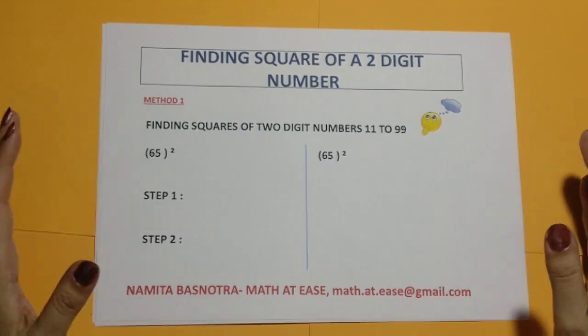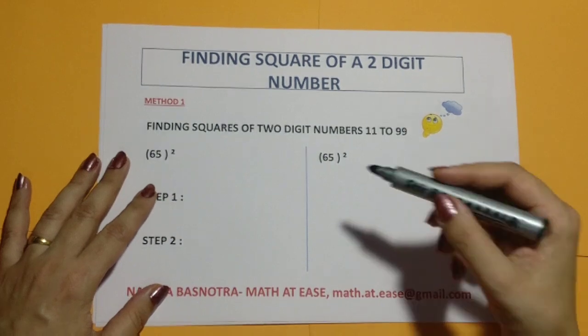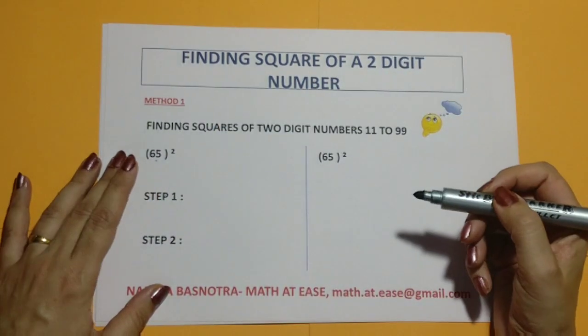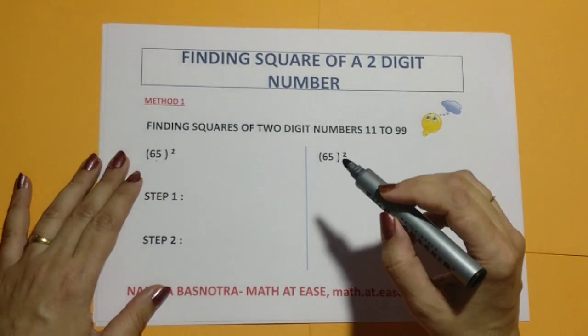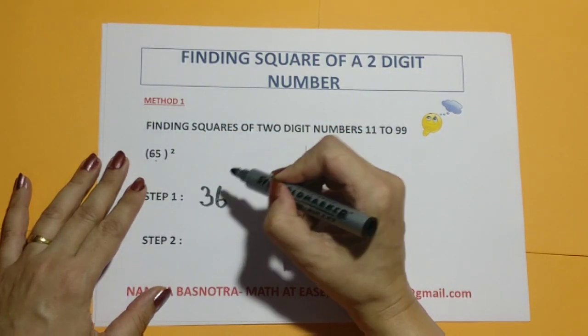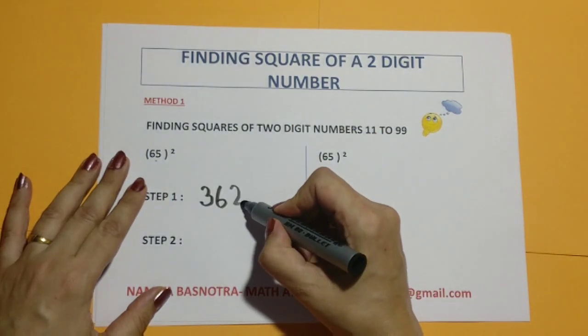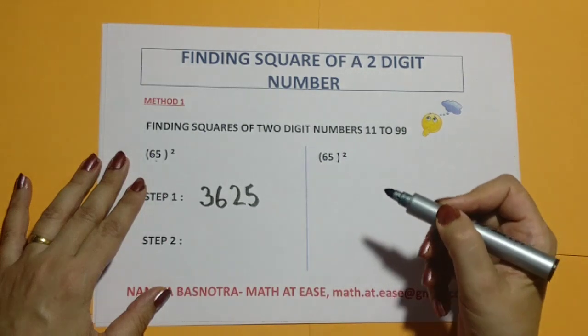So let's do another one. This is 65 square. You remember step 1? We have 2-digit numbers here and we will be writing the square of each digit. So 6 6s are 36. Very good, you know it. And 5 5s are 25. Great. So that was an easy one.